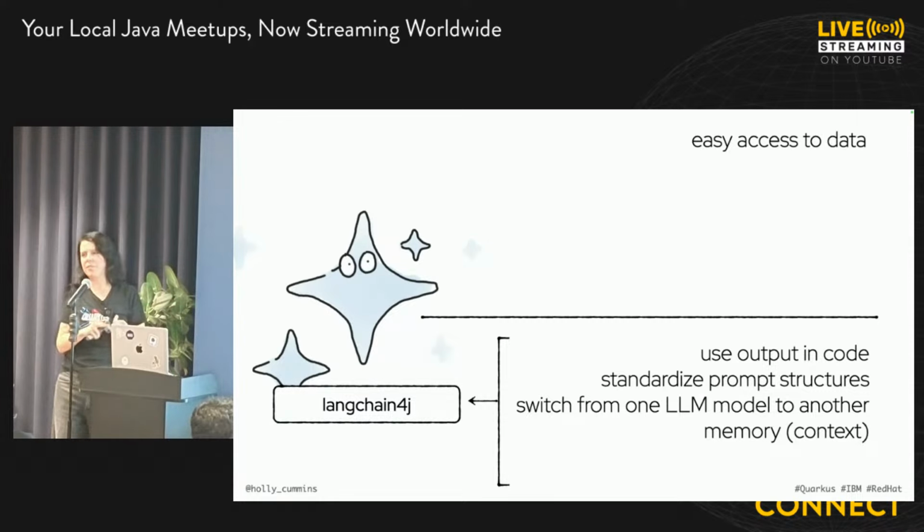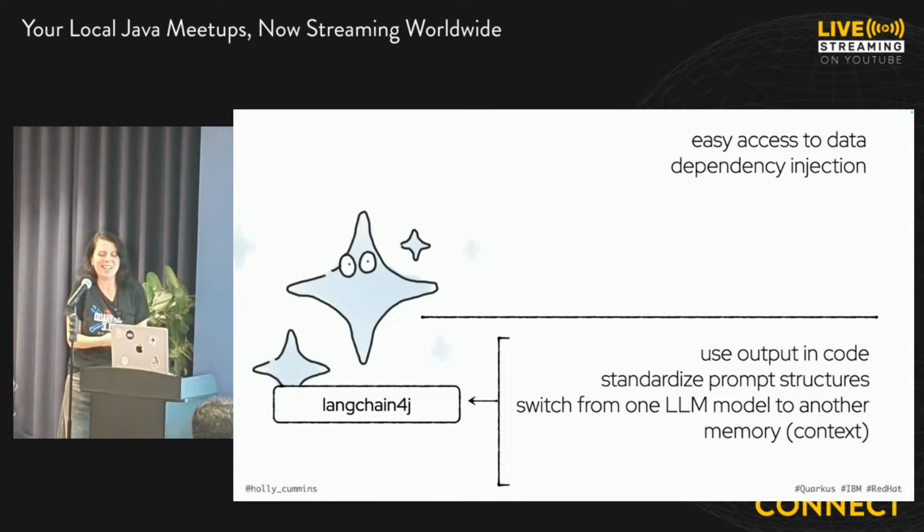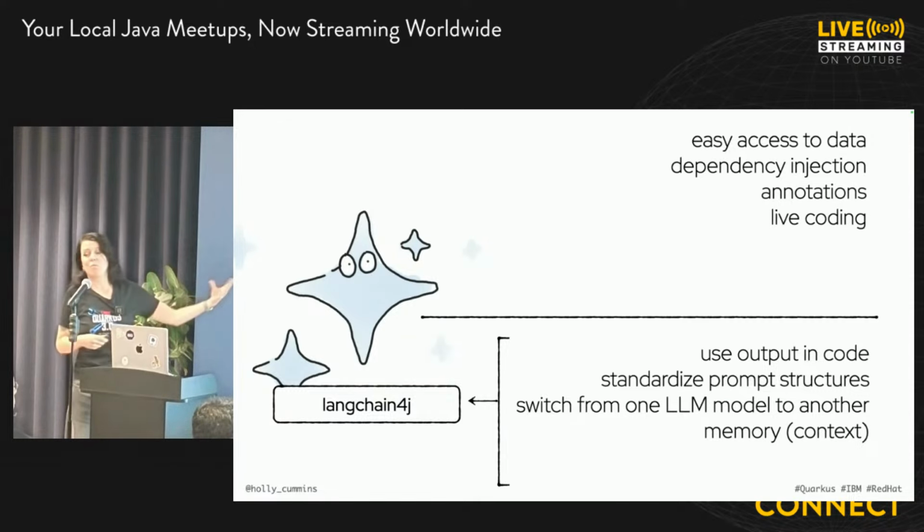And there's a couple of reasons for this. One is because I work on Quarkus, I know Quarkus. But the other is because it actually does add some nice capabilities on top of base LangChain as well. So things like easy access to data, dependency injection, annotations, all of that is something that you're going to get with a lot of Java frameworks.